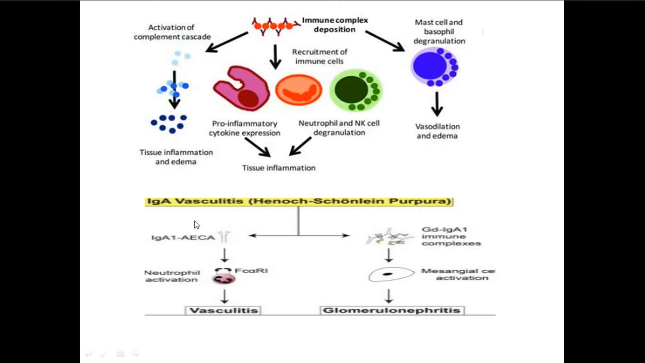Whereas in IgA vasculitis, immunoglobulin A vasculitis, the Henoch-Schonlein purpura, which is a small vessel vasculitis, you can see neutrophil activation leading to vasculitis, whereas mesangial cell activation leads to glomerular nephritis. This is secondary to immune complexes, which lead to mesangial cell activation, leading to glomerular nephritis.